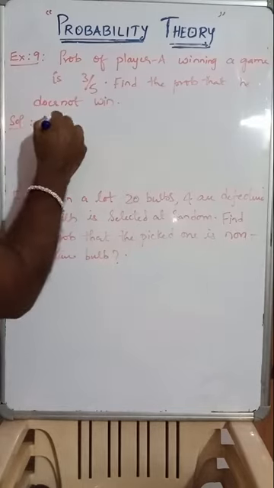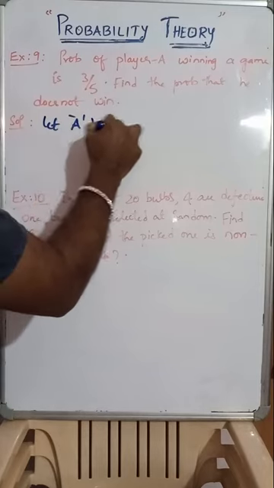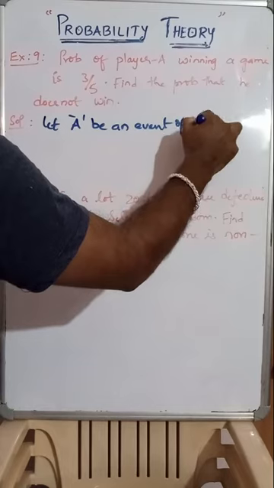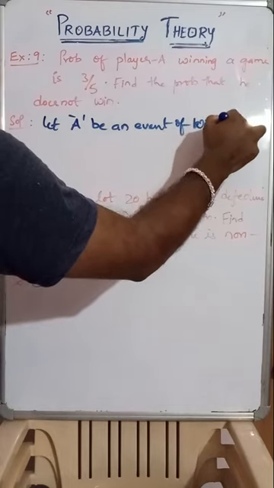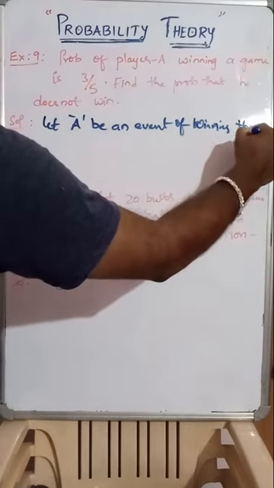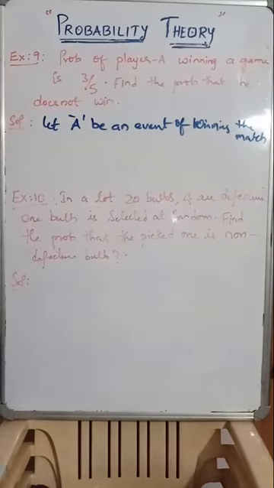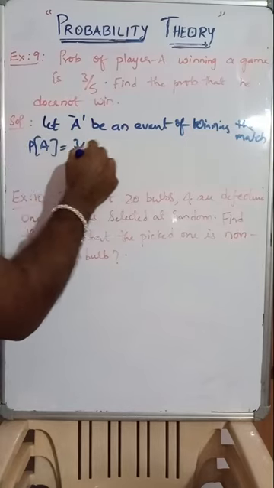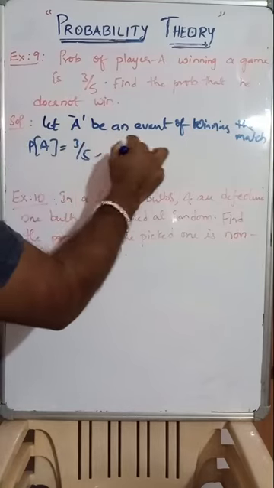Straight question, guys. Look here. Let A be an event of winning the match. Therefore, P of A is 3 by 5, but the question asks for does not win.